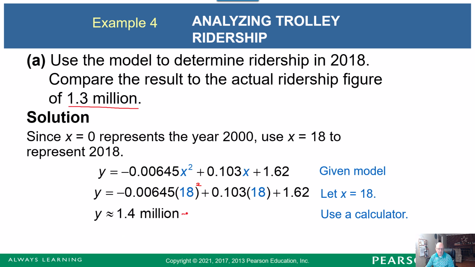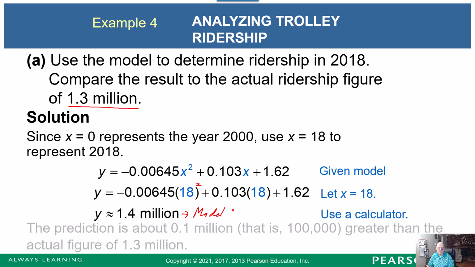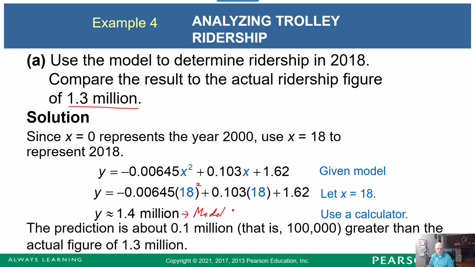This part is from the model. Models aren't always perfect, but usually if we get a good model, it's close. But it's a little bit over by 100,000. It depends what you consider as too far over or too far under.